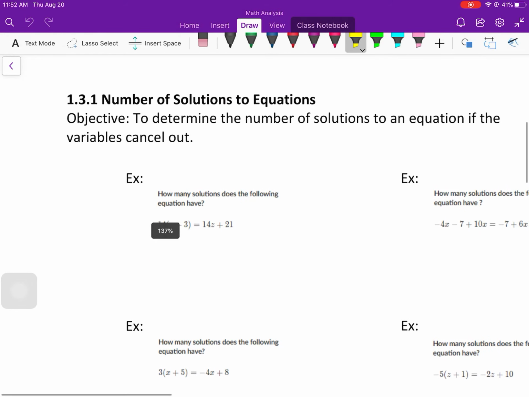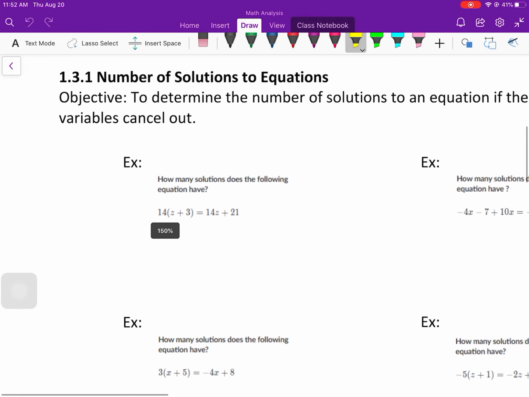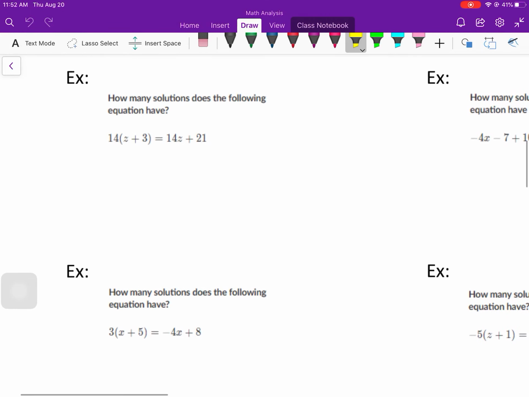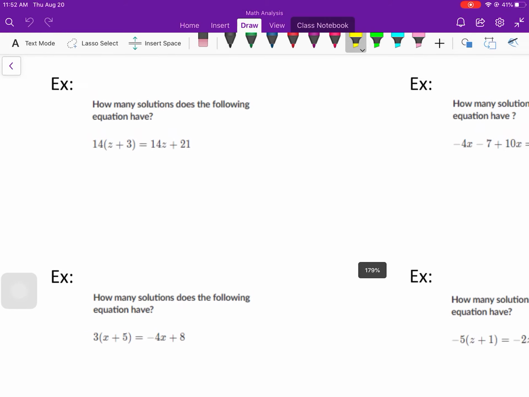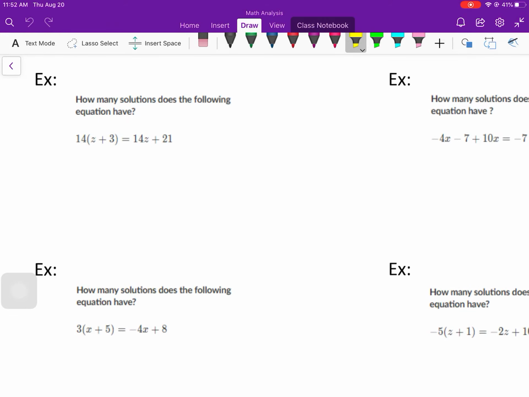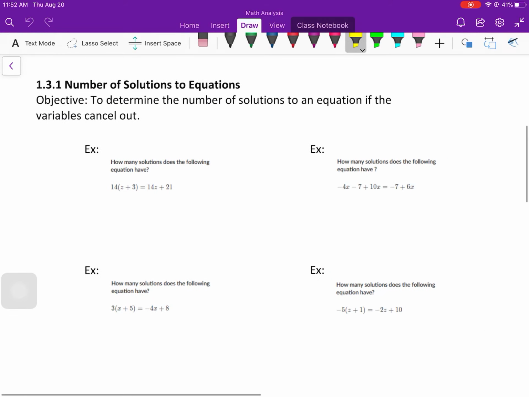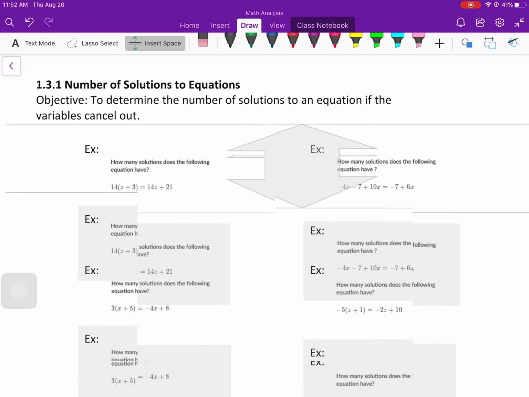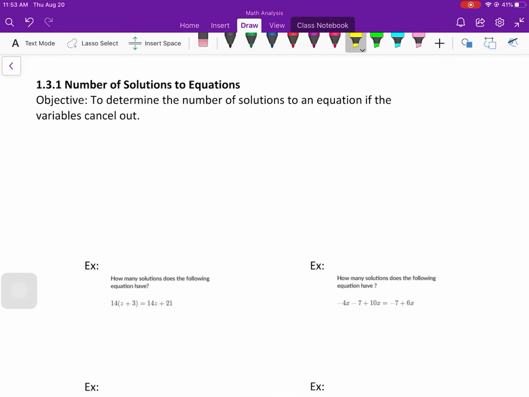So let's take a look at this. Number of solutions. Our objective is to determine the number of solutions if the variables cancel out. So if the variables don't cancel out, then you just simply put one solution, because that's what you're going to get. But if the variables cancel out, that's when we run into issues. So that's kind of the key thing, when the variables cancel out.